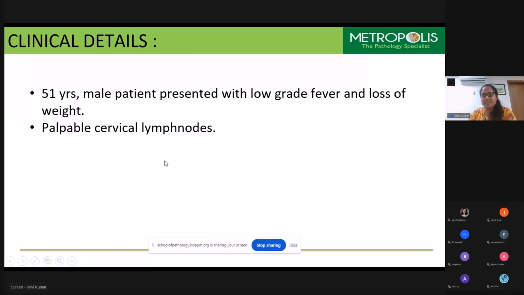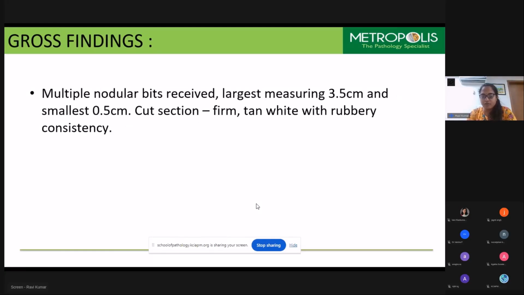So we will start with the clinical details. A 51-year-old male patient. He presented with low-grade fever and loss of weight. There were palpable cervical lymph nodes. Level 2 and level 3 were also involved. On gross finding, multiple nodular bits were received. The largest was measuring 3.5 centimeters. On cut section, they were firm, tan white with rubbery consistency. So I would like to stress upon this point, the rubbery consistency. So that will give you an idea.